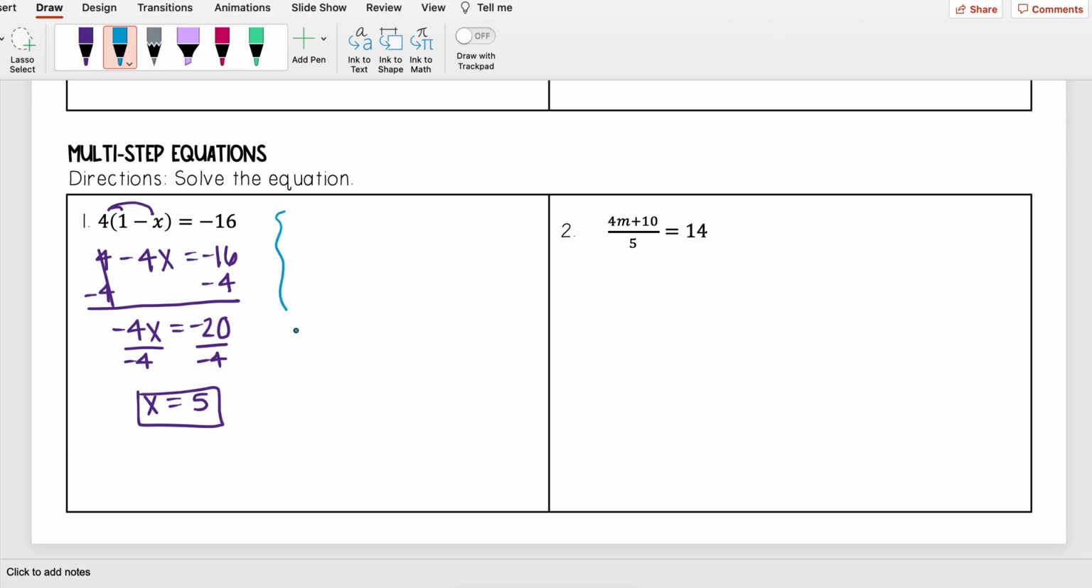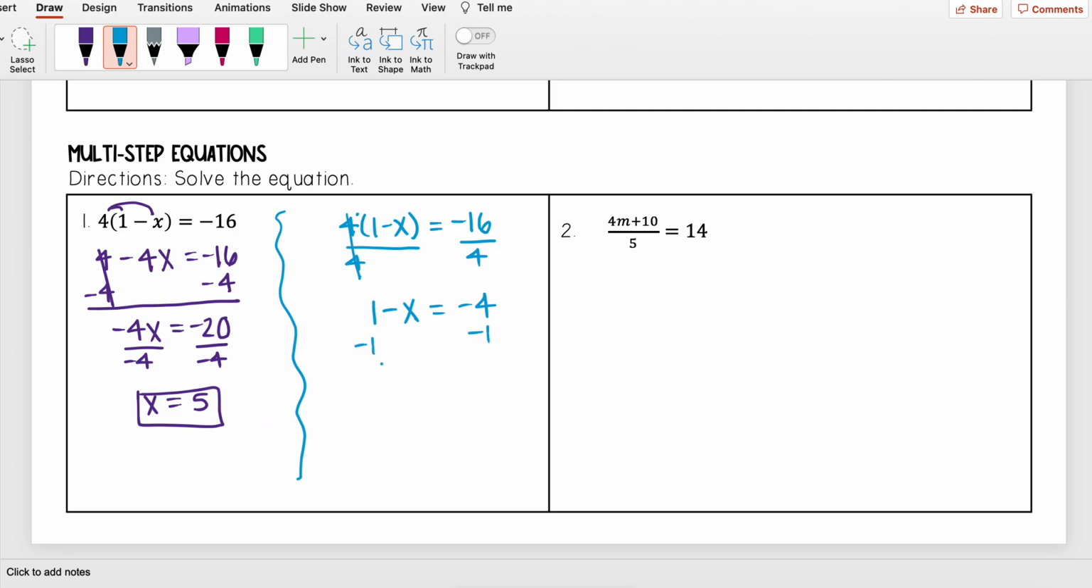Another way that you could do this is to go ahead and divide out the 4 in the very beginning. And so if I do that, I would go ahead and just divide 4. And I can do that because this is being multiplied together. So there's really 2 terms here, 4 and then 1 minus x. So I can divide that 4 out. And so all I'm left with on the left-hand side is 1 minus x. It's equal to negative 4.